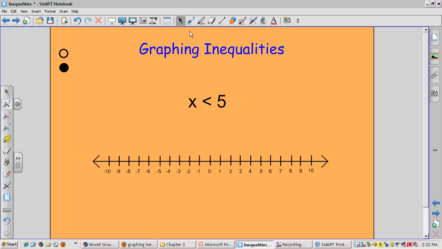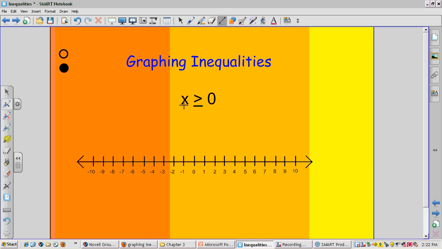All right, so we'll find our 5. Because it's not including the 5, we're going to use the open circle again. We don't want to include 5. We want to show everything that's less than 5. So then we'll draw our arrow, and the direction we go is to the left this time. Everything less than 5, and we'll draw a big arrow at the end to show that it continues on forever. That'd be x less than 5.